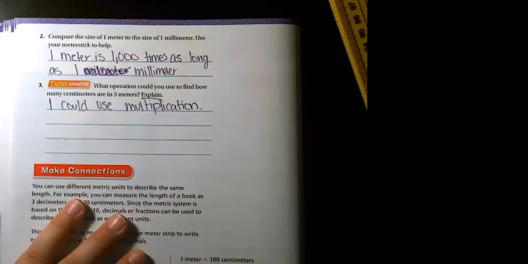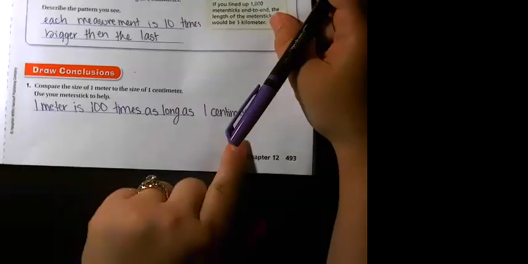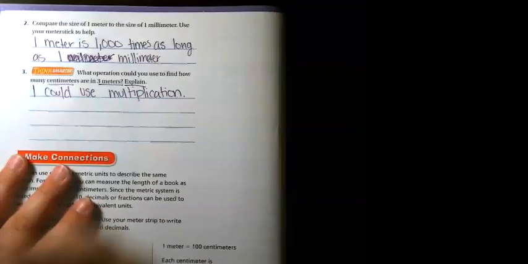And then it says explain. Okay, and your explaining can be words, or your explaining can be some math that shows me you know what you're doing. So we're going from meters to how many centimeters are in 3 meters. Well, on the last page, we just said that 1 meter is 100 times as big as 1 centimeter. So that means it takes 100 centimeters to make a meter. So I'm going to multiply my meters by 100 to get my centimeters.